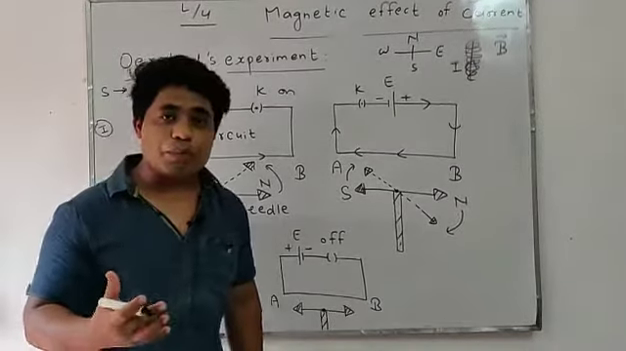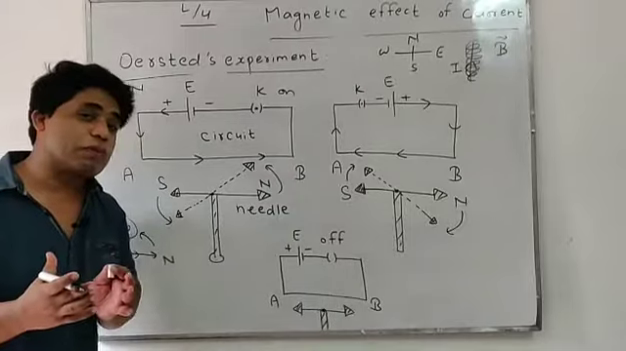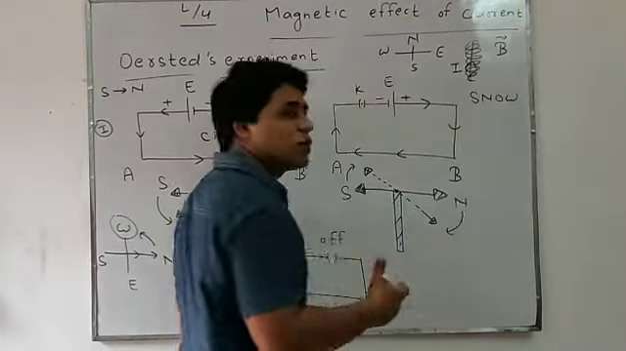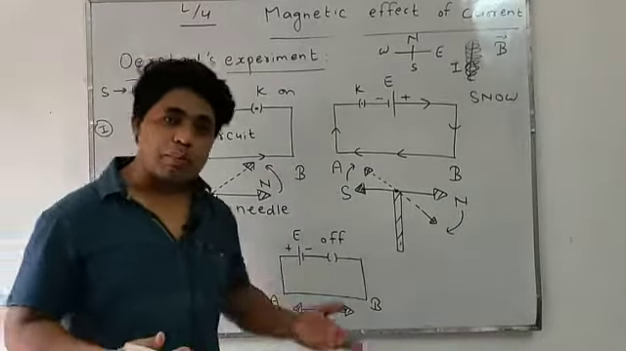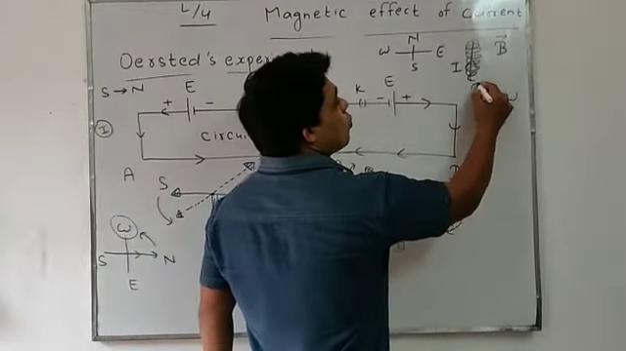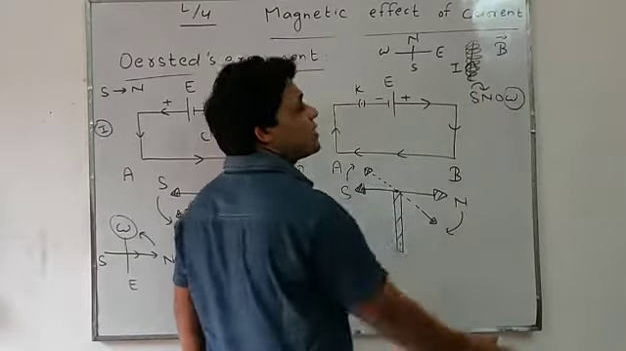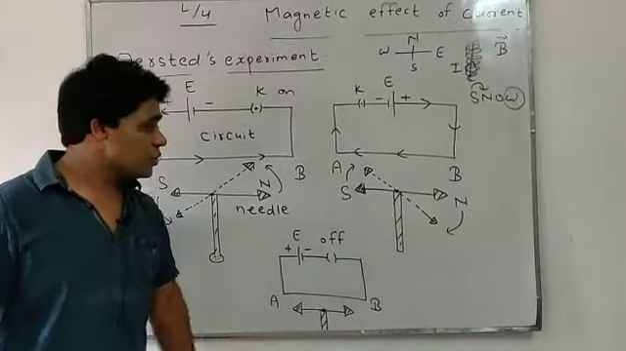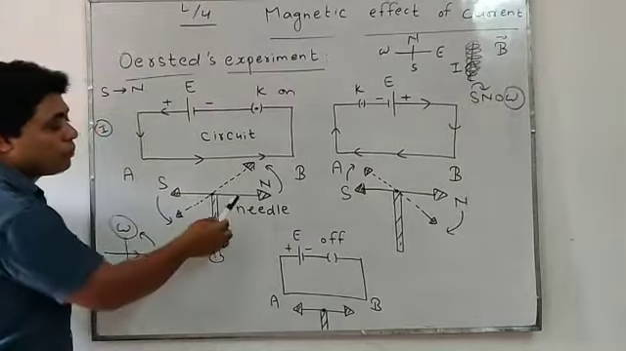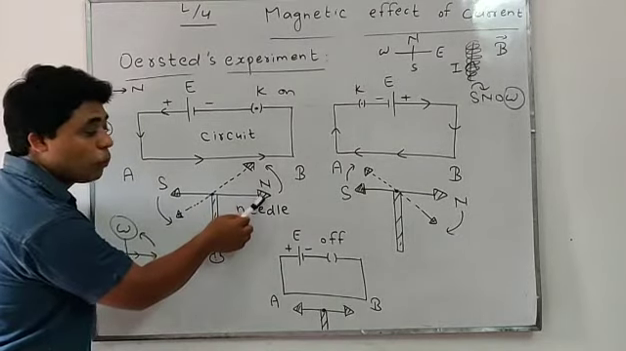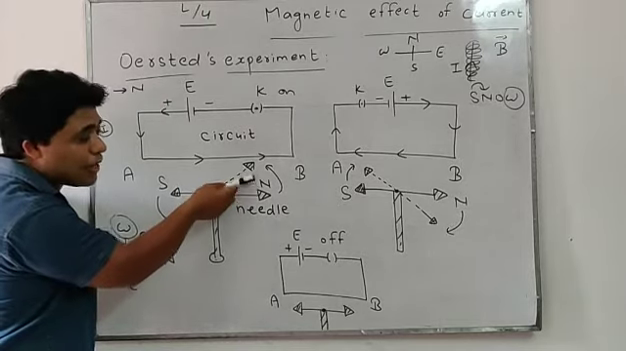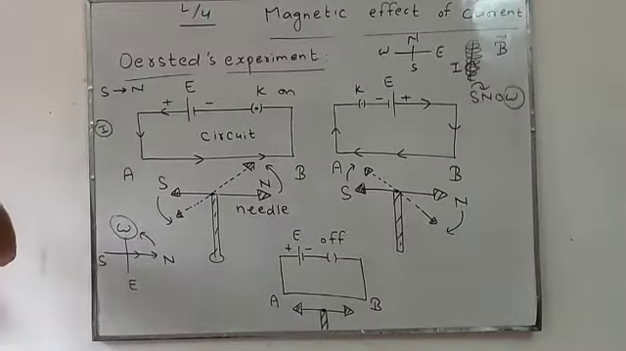Later on we'll discuss how we can find the direction of magnetic field. There are many rules: Snow rule, Ampere's swimming rule, right hand thumb rule, Fleming's left hand rule. When the direction of current is from south to north, the magnetic field is always towards the west. That's why the north pole of the needle deflected in the direction of west, in the direction of current. That is the first condition.